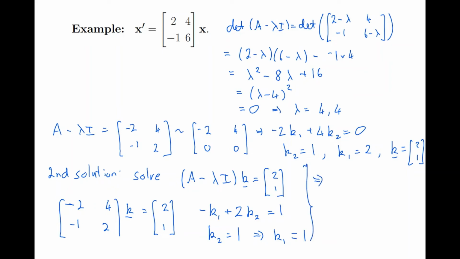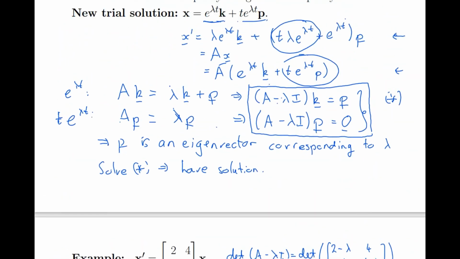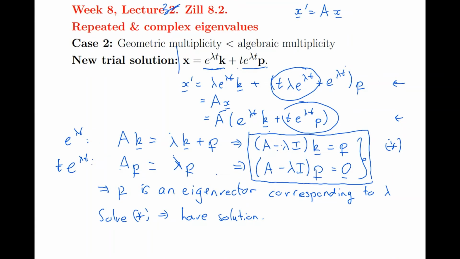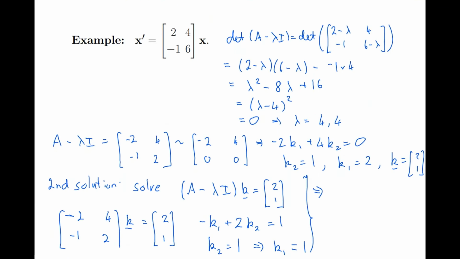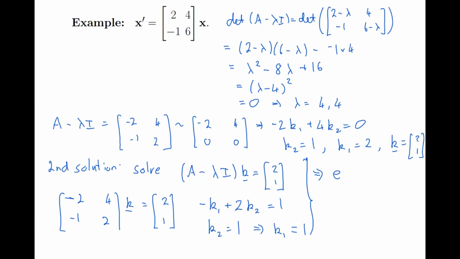Put them all together, and remember what solution I was going for? Here it was. e to the lambda t times k, which I've just found, where lambda was 4, (1, 1), plus t e to the lambda t times the eigenvector is a solution.